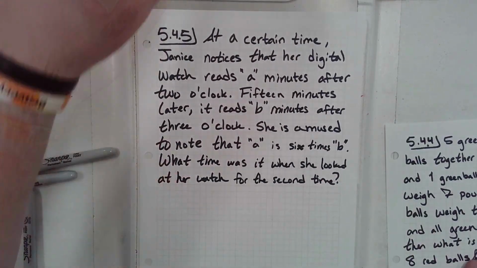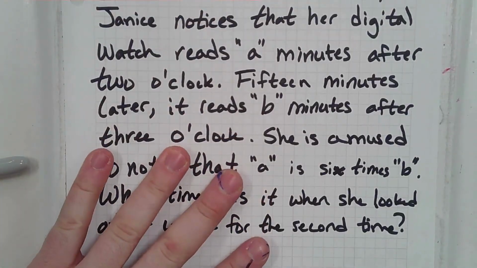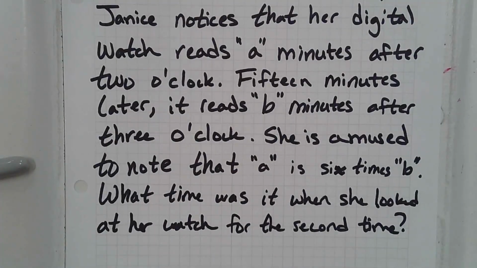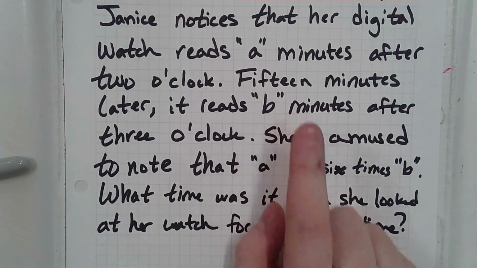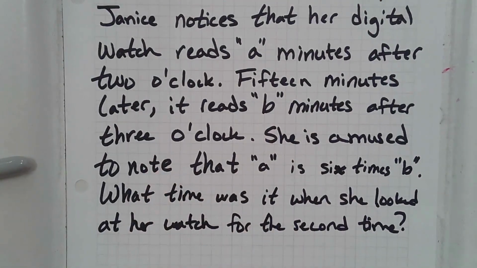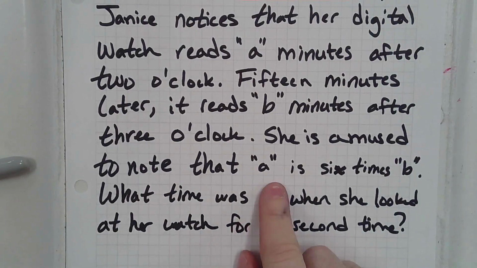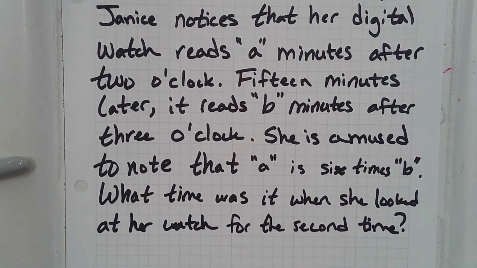It says, at a certain time, Janice notices that her digital watch reads a minutes. So that's a variable, right? A certain amount of minutes after 2 o'clock. 15 minutes later, it reads b minutes after 3 o'clock. So a different number, right? And now it's after 3. She's amused to note that a is 6 times b. So I'm going to write that down. So a is the number of minutes after 2 o'clock, and it is 6 times whatever b is.